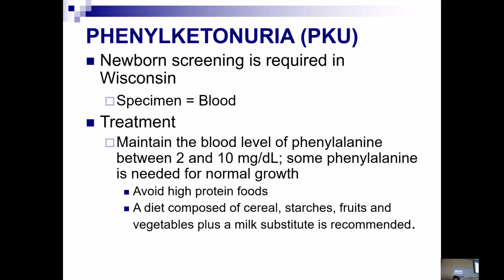In Wisconsin, newborn screening does pick up PKU. When we're treating these people, they have to maintain a blood level of phenylalanine between 2 and 10 milligrams. It's required to have some, but you don't want much more than 10 or you're going to start having problems. In order to do this, we have to avoid high protein foods. Most of these people live on a diet of cereal, starches, fruits, and vegetables instead of actual proteins.